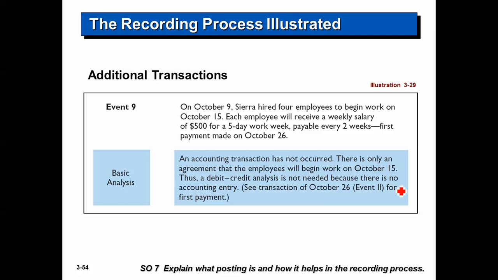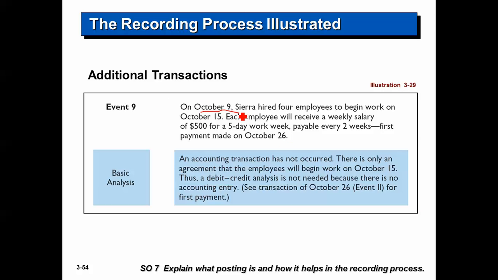Additional transactions that happen. Well, first of all, you have to determine if it's a transaction. October 9th, Sierra hired 4 employees to begin work October 15th. Nothing, no exchanges happen here. We just hire them. We agree that we will pay them $500 a month for 5 days a week. First payment will be October 26th, but this is October 9th.